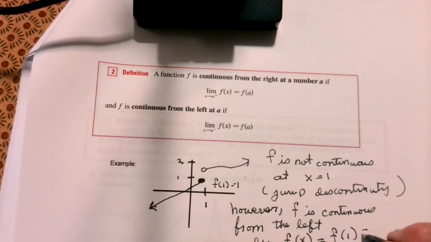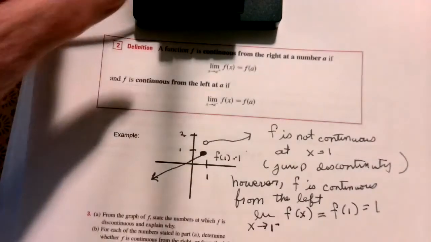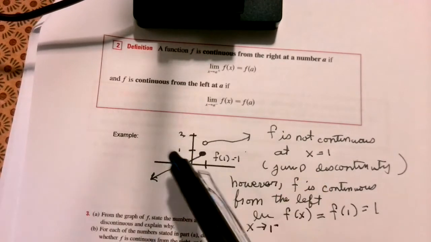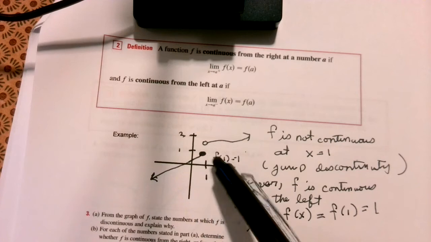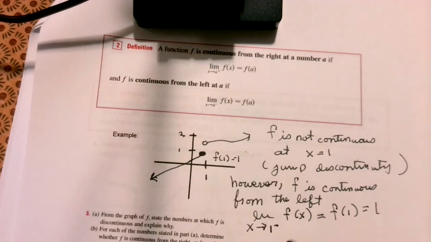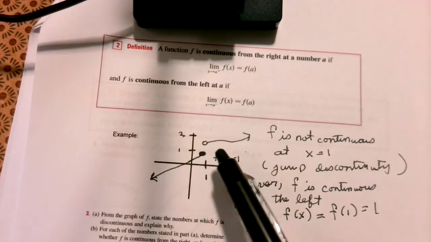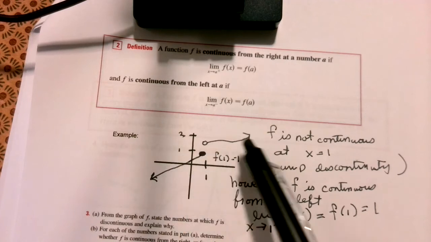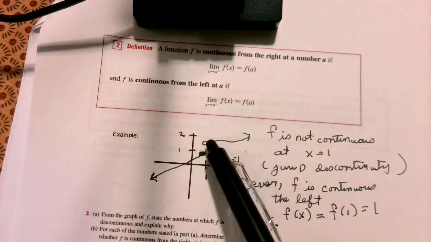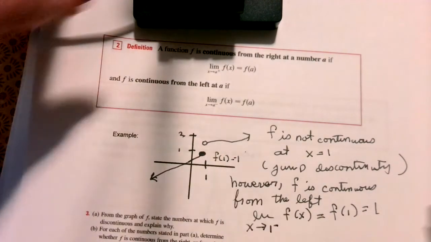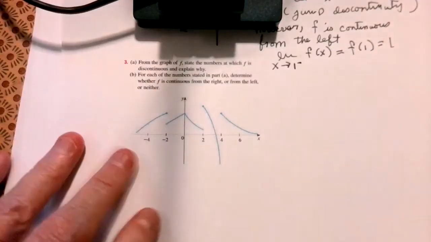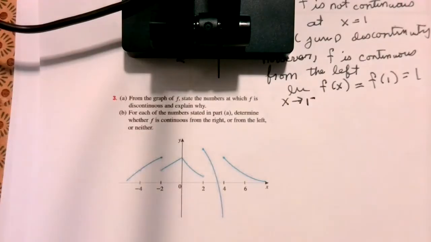which is 1. So the way you can remember it is, if it's got the solid dot on the left, coming in from the left towards 1, then it's continuous from the left. If it has a dot coming in from the right, then it's continuous from the right. And if it's a function, it's not going to have 2 dots there. Okay.